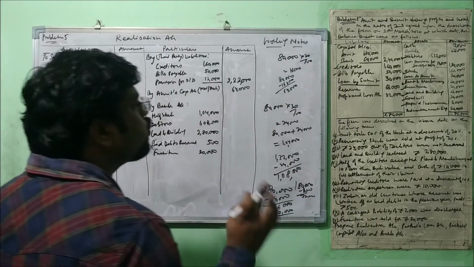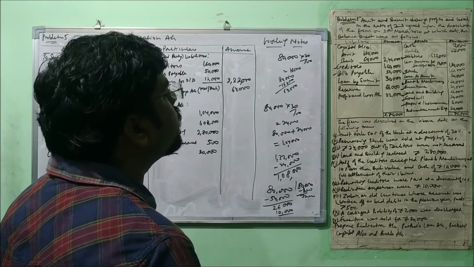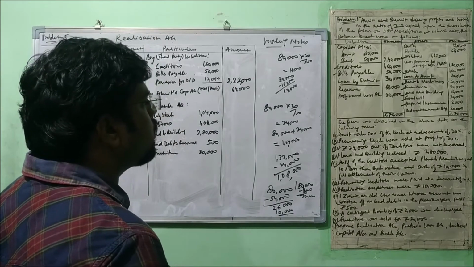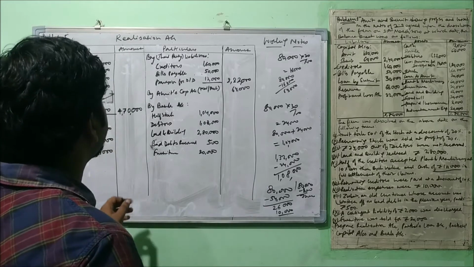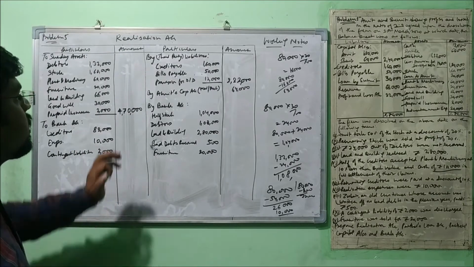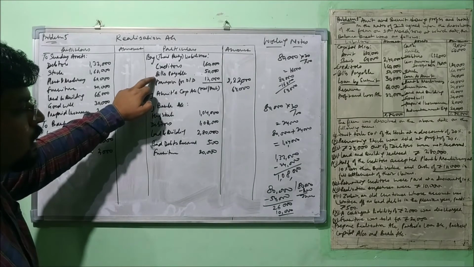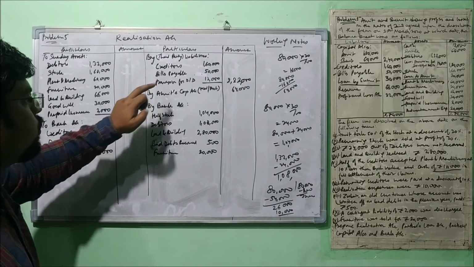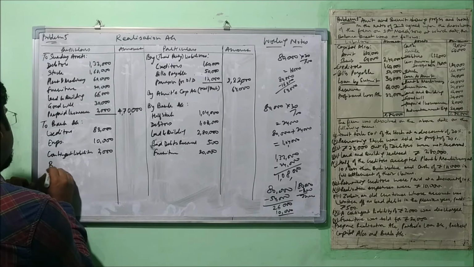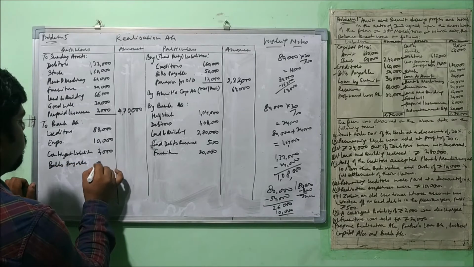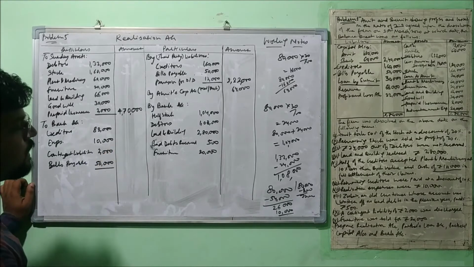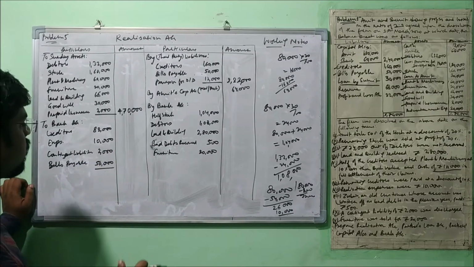Nothing is given related to partner's loan, so no treatment will be done here. Okay, and all the liabilities are paid, that needs to be checked. Bills payable is remaining. See, nothing is given related to bills payable, then bills payable will be paid at book value. What is the book value? 50,000. Now let's calculate it and then we will determine the profit or loss on it.